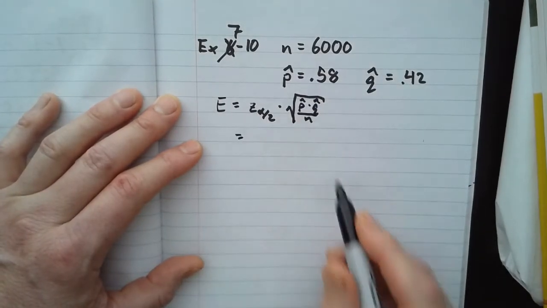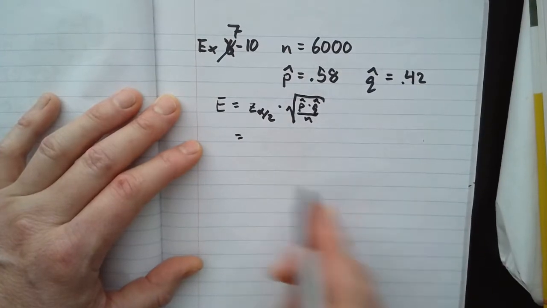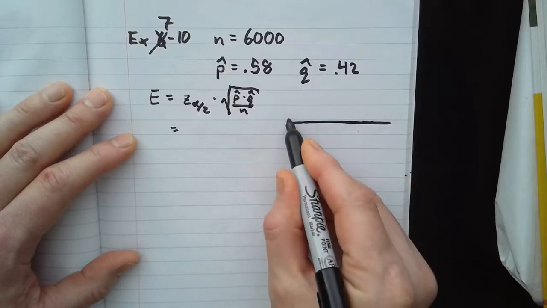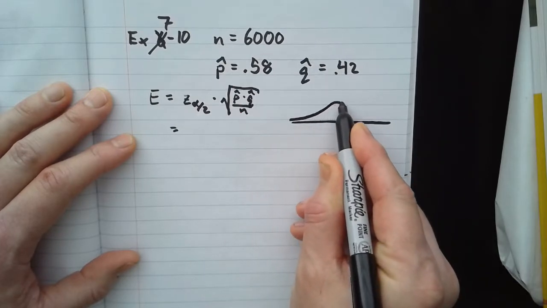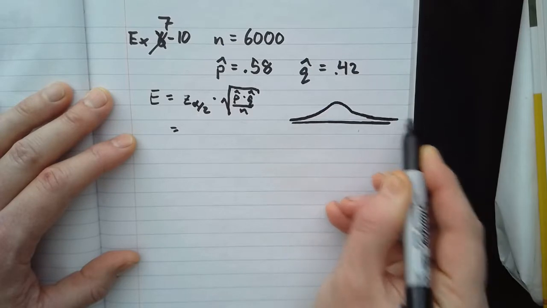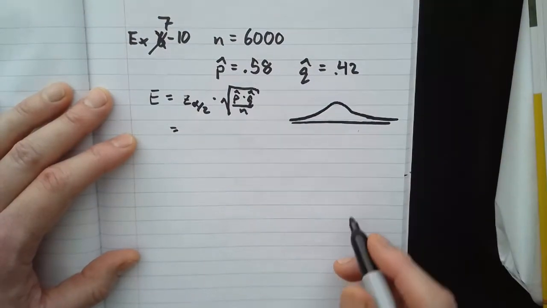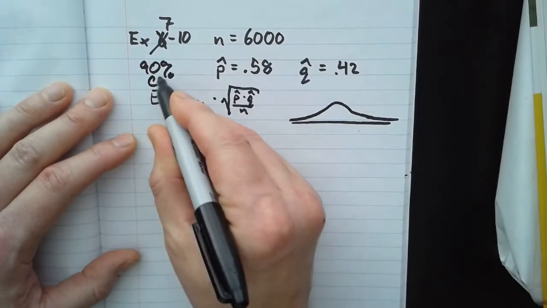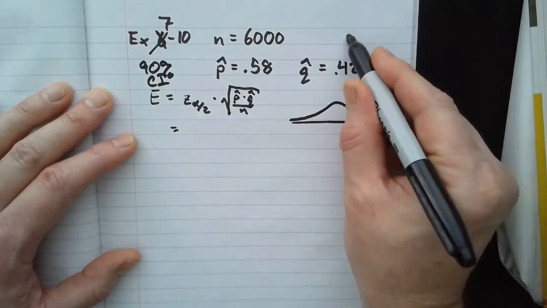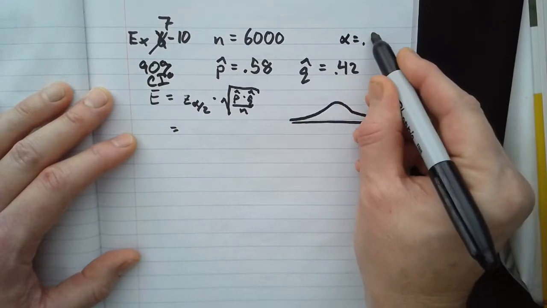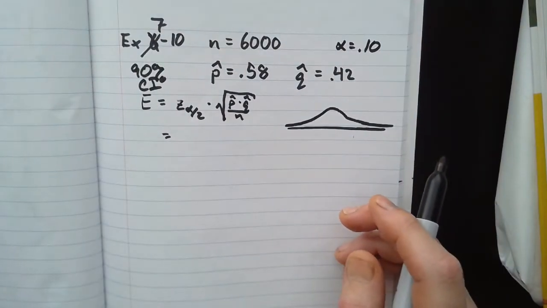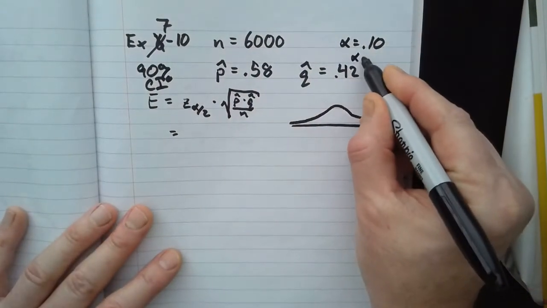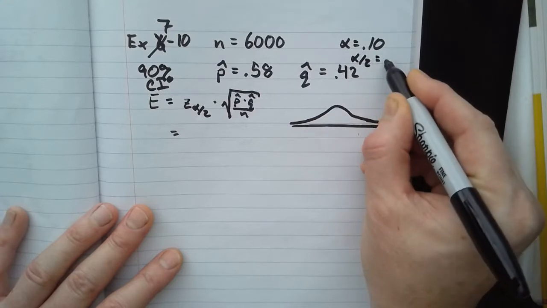Okay, so let's go ahead and plug in all of that stuff. Oh, I'm sorry. The first thing that we need to do is find our critical z values. So here's our distribution curve, roughly. We were given that we want the 90% confidence interval, I believe. Okay, so alpha would be equal to 10%. And so that means that alpha divided by 2 is going to be 5%.